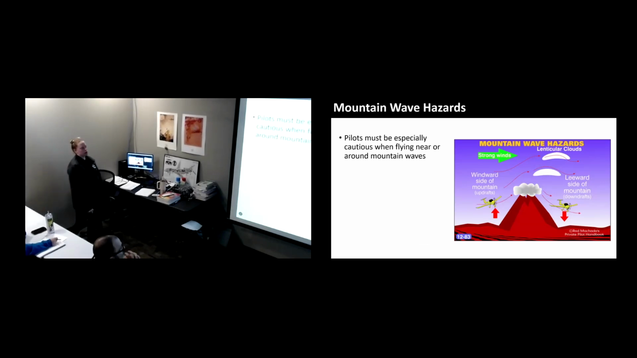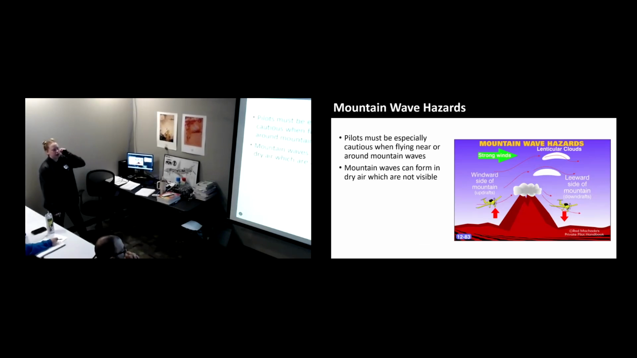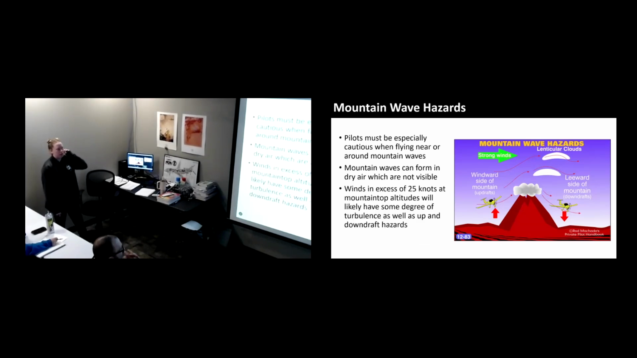Pilots, you must be cautious when around the mountain wave clouds. They can form in dry air, which are not visible. Winds can exceed 25 knots at the mountaintops. Don't fly right over a mountain. I've also maybe done that a couple times. It's not smart. You should give yourself some altitude as a buffer.